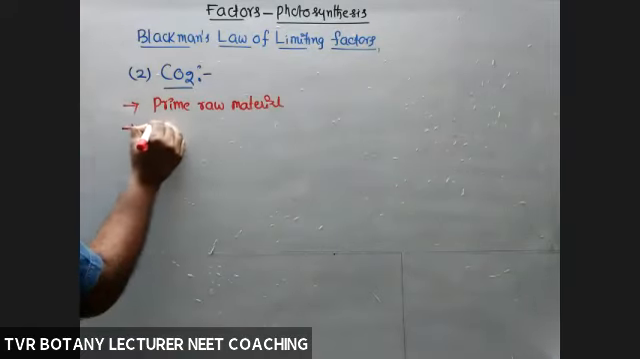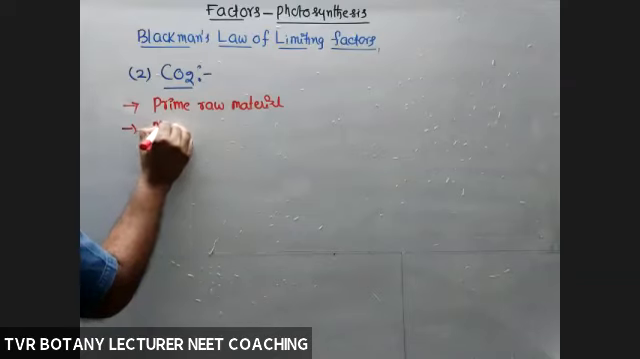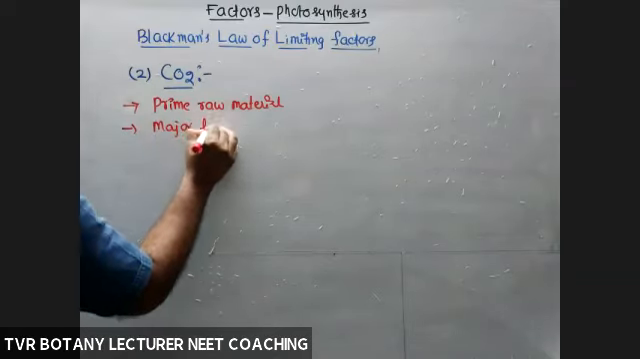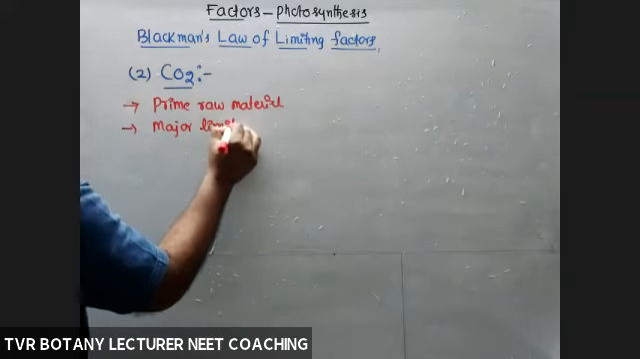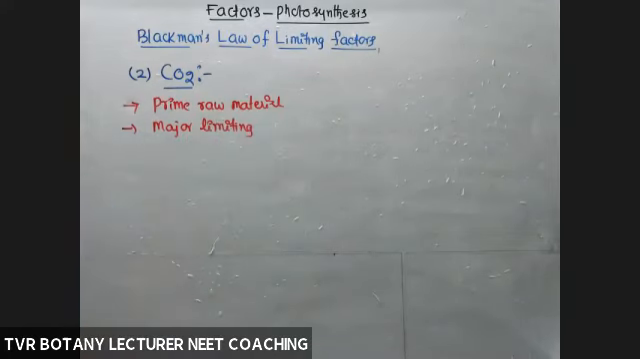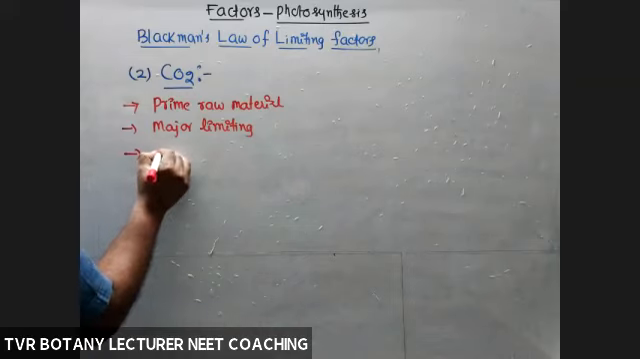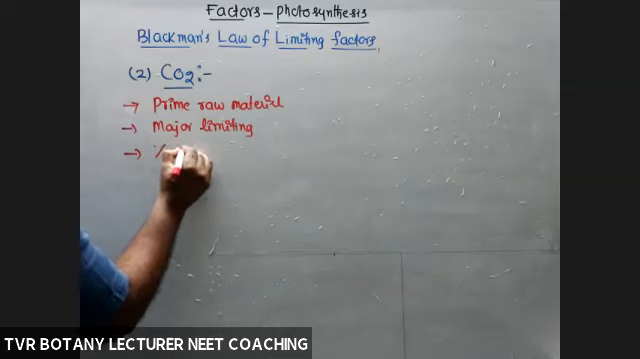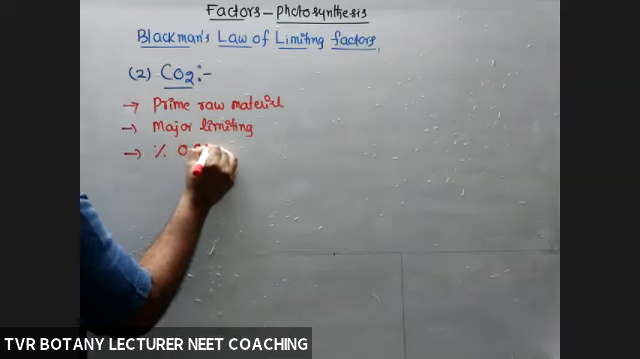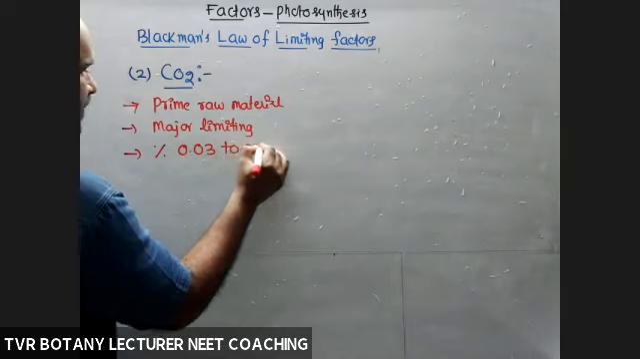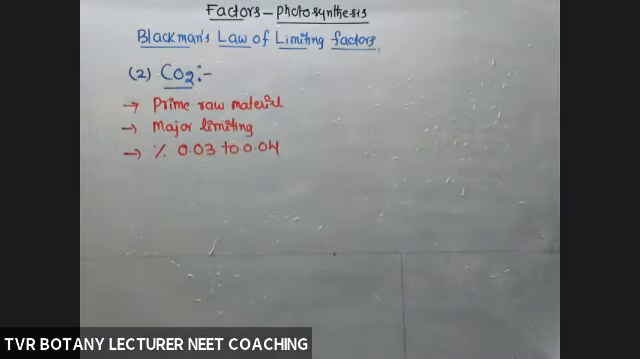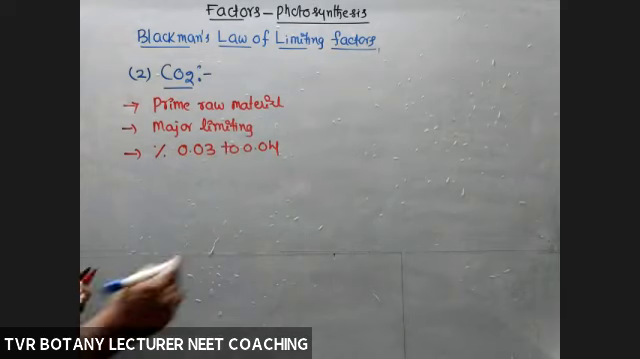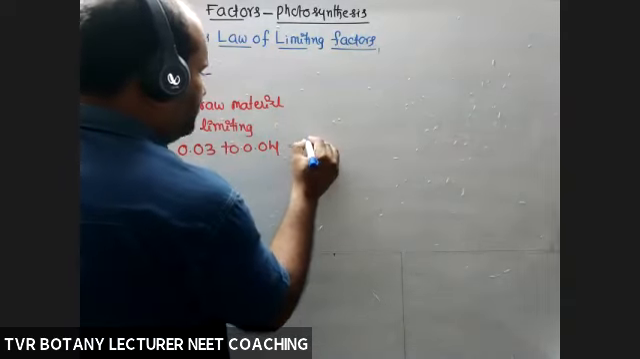And this is a major limiting factor, prime limiting factor. According to our textbook, CO2 is a limiting factor. In the atmosphere, the percentage availability by volume of CO2 is 0.03 to 0.04 percent. So this concentration of CO2 is a limiting factor.